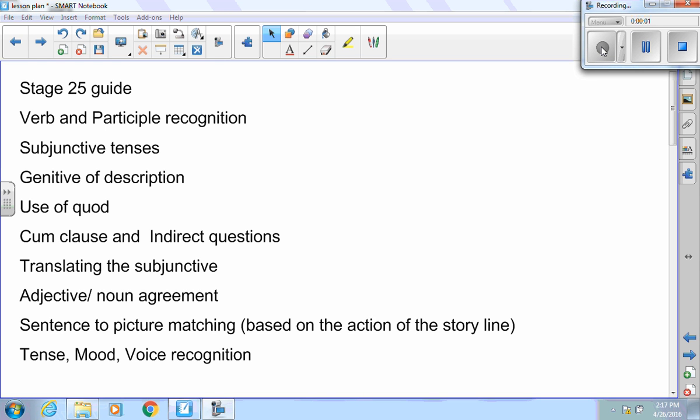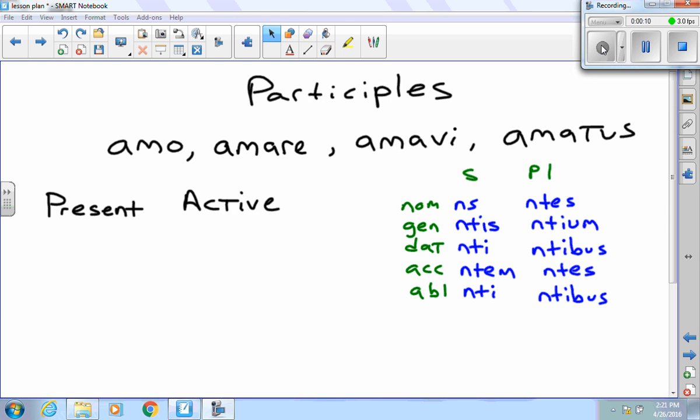This is your Stage 25 review. Here's a guide of some of the things that you're going to be looking at on your test. You're going to have verb and participle recognition. Let's start off with that. We'll start off with participles.